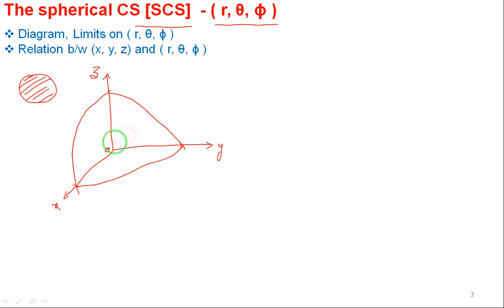Okay, there is the origin. I will draw the radius of the sphere as r. This is the radius of the sphere r, and it is making angle theta with respect to the z axis. Then r and theta have come into the picture. What about phi? That we will see.